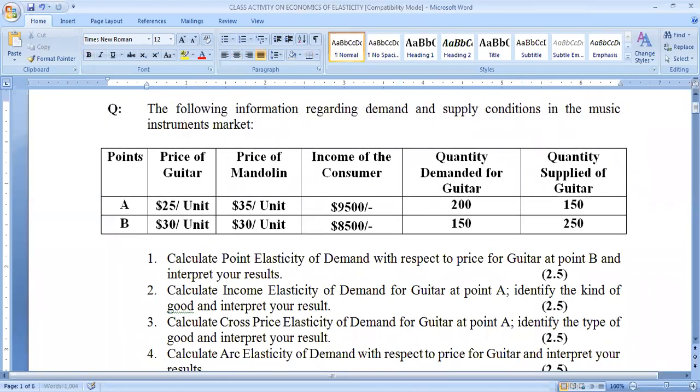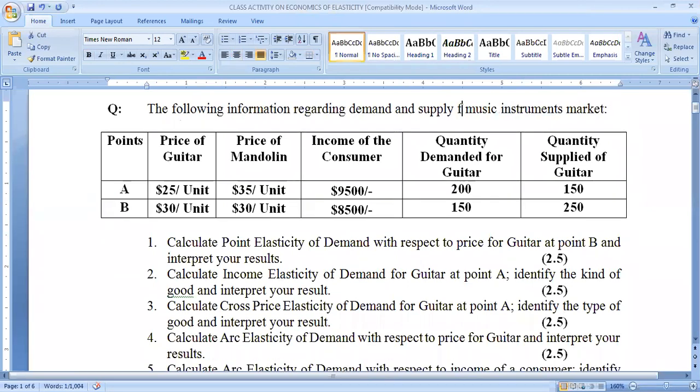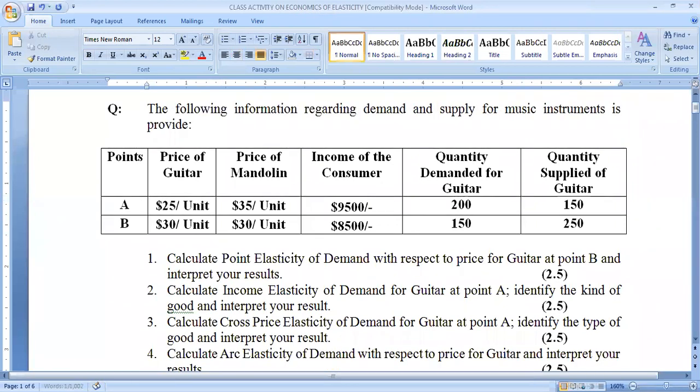So the following relations can be further updated as: the following information regarding demand and supply for music instruments is provided, right? Use this information to answer the questions which are given after the table, right?